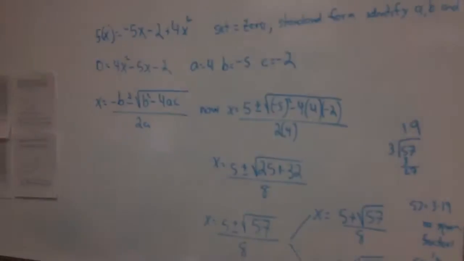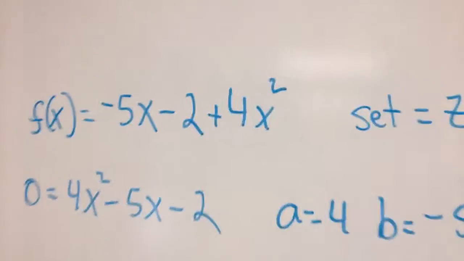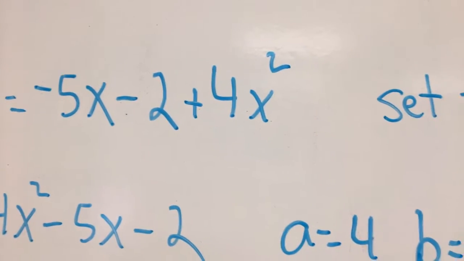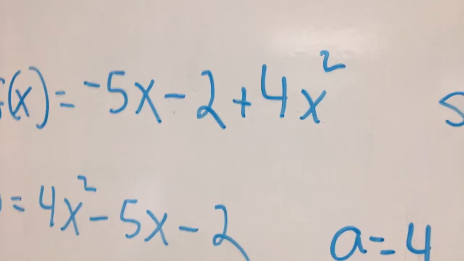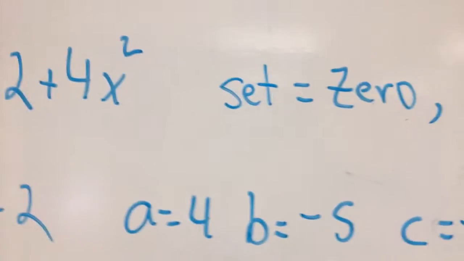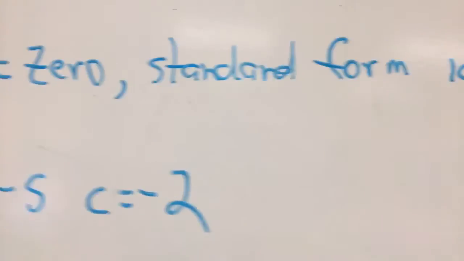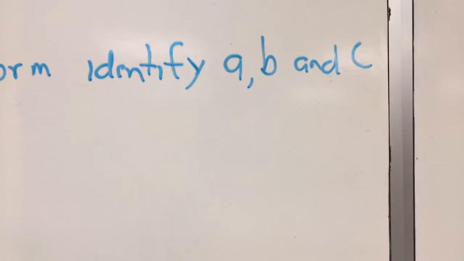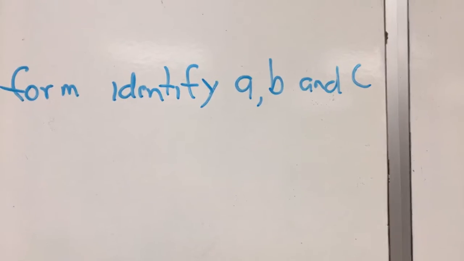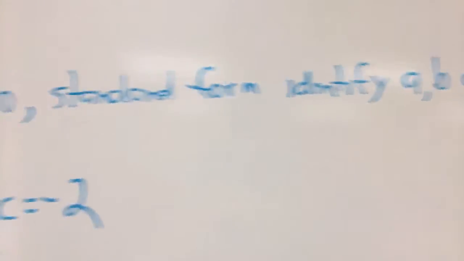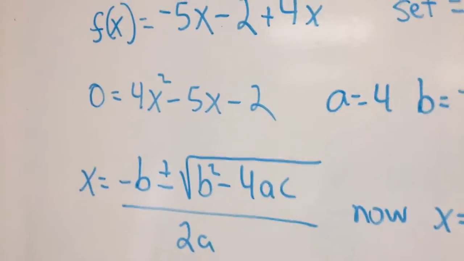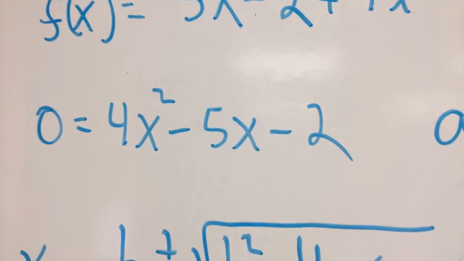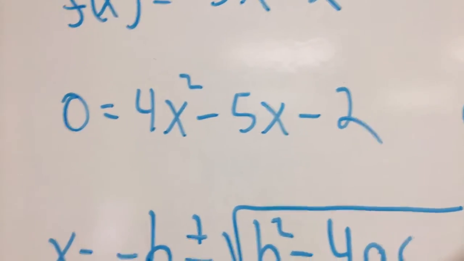So here we go. Okay, so I have this beautiful function. It says that f of x is equal to negative 5x minus 2 plus 4x squared, okay? So the first thing you're going to do, you're going to set it equal to 0. You're going to put it in standard form, and then you're going to identify your a, b, and c. Please don't try to identify a, b, and c until after you put it in standard form, all right? So here it is. I have set it equal to 0, and I have it in standard form. So 0 is now equal to 4x squared minus 5x minus 2, all right?